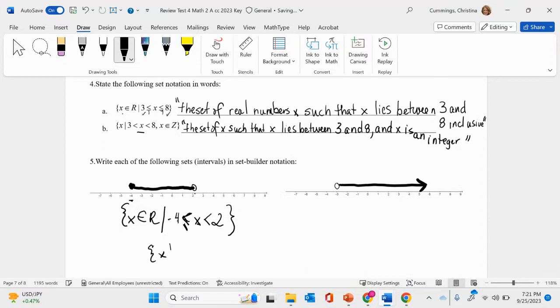You could also write it like this, if you like to put a comma, x is a real number. Okay.